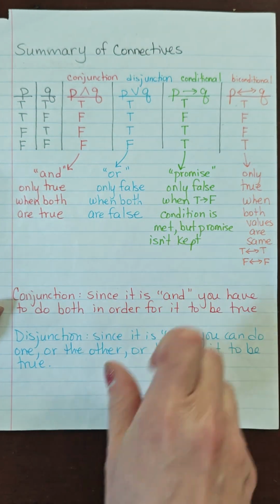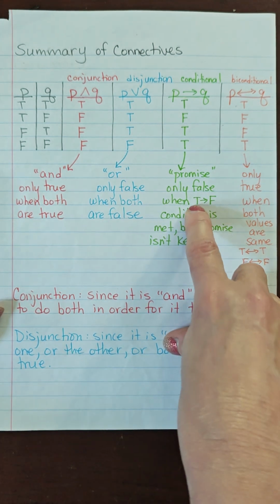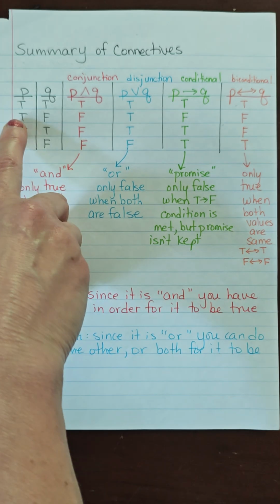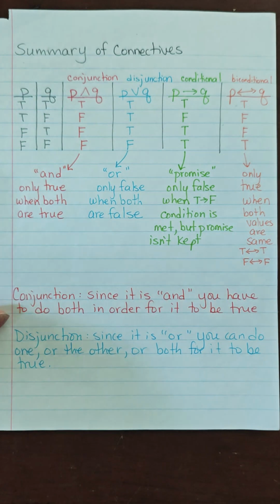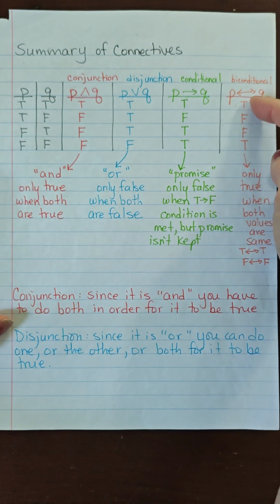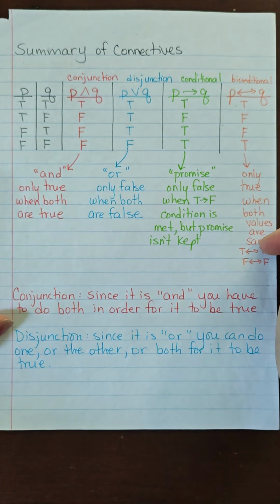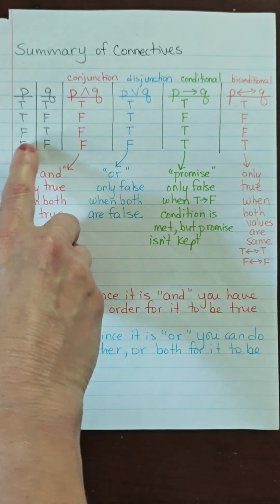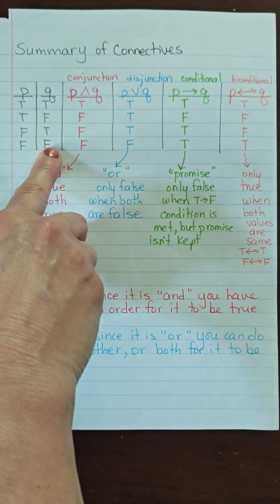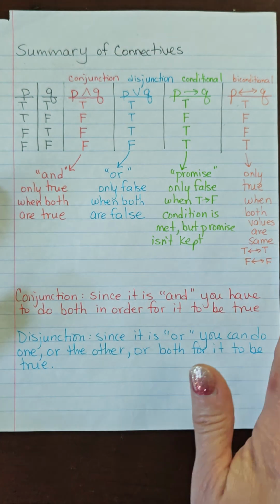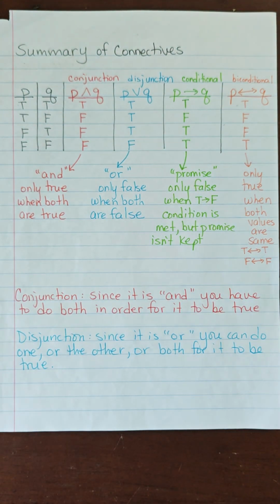The conditional is a promise that is only false when you go from true to false. So you'll see right here is the false, and it goes true to false. The biconditional, so when we just finished, you'll notice that it's true, false, false, true. It is only true when both truth values are the same. So true when these two are the same, true, true. True when both of these are the same. If you get one of each, then the biconditional is false.